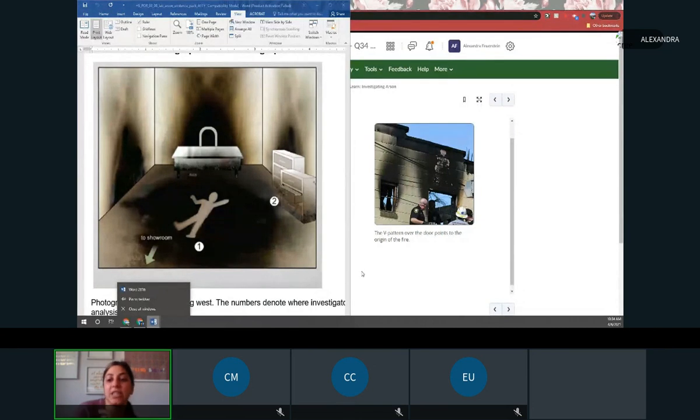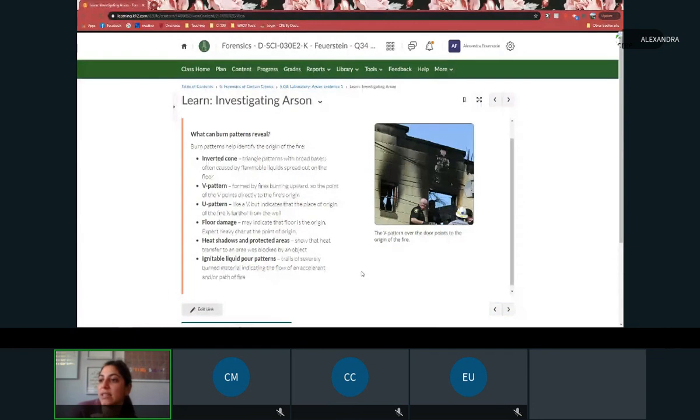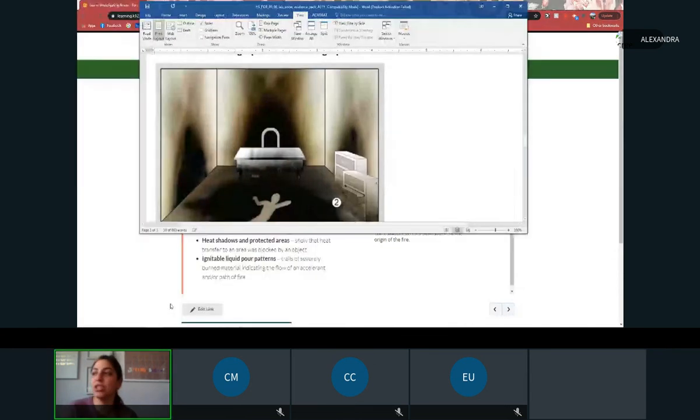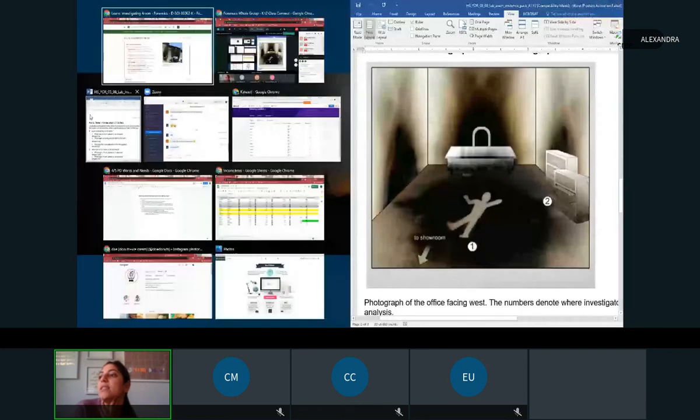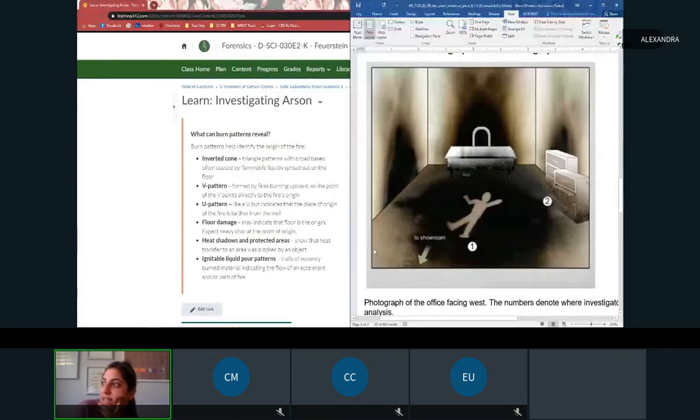Floor damage and heat shadow is exactly what I would say as well. So let's move my image to the right. Great. Let me get this set up again. Okay, so taking a look at the filing cabinet, right? So what kind of pattern do we see there?